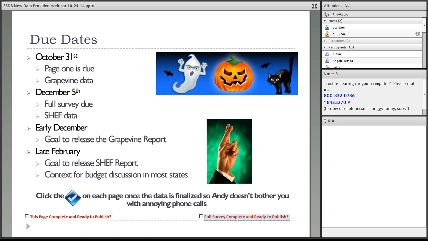Page 1 for the Grapevine data is due on October 31st. I'm not very technically savvy, but I do have a clip art of some Halloween stuff there, since it is Halloween, that's next Friday.